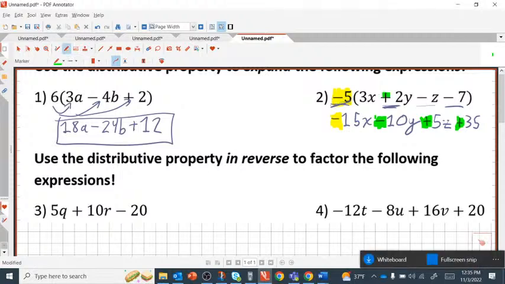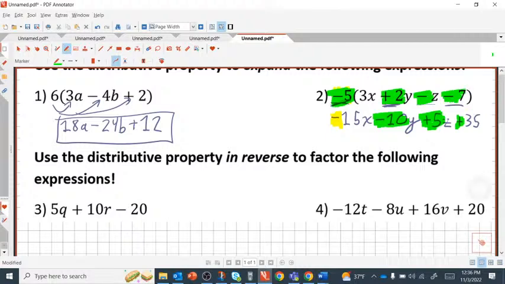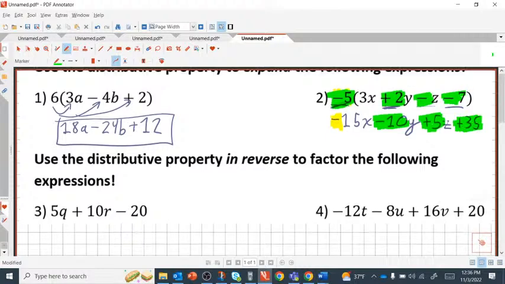Excellent. A positive 2 times a negative 5 makes a negative 10. Excellent. A negative 1 and a negative 5 make a positive 5, and a negative 5 and a negative 7 make a positive 35. That's exactly right.